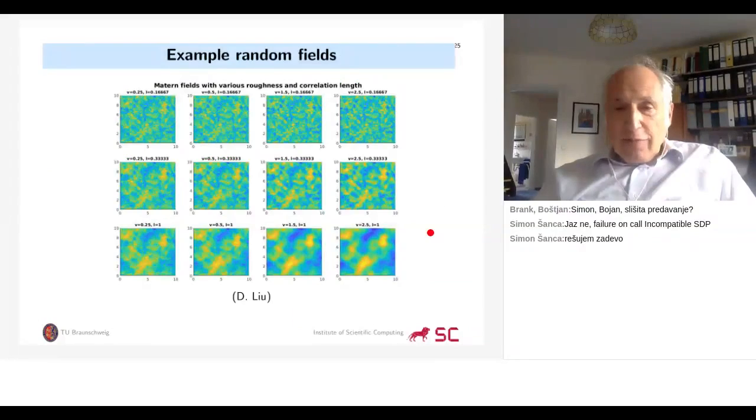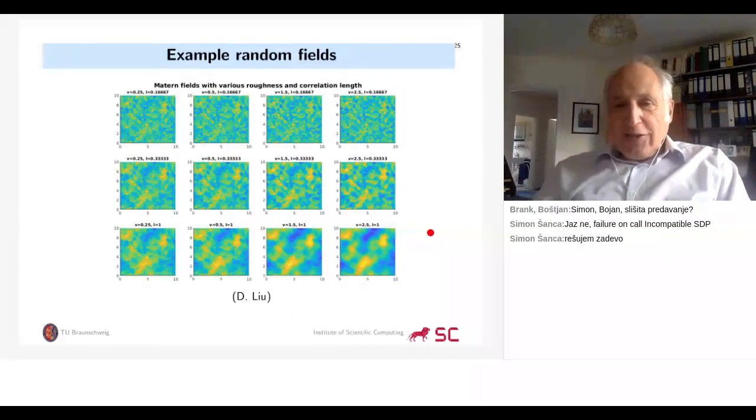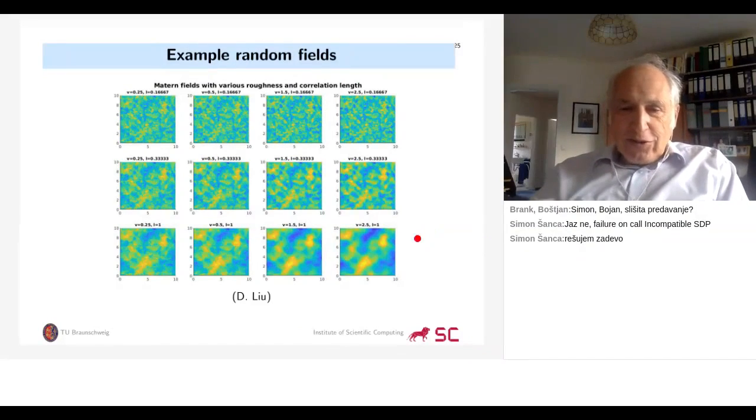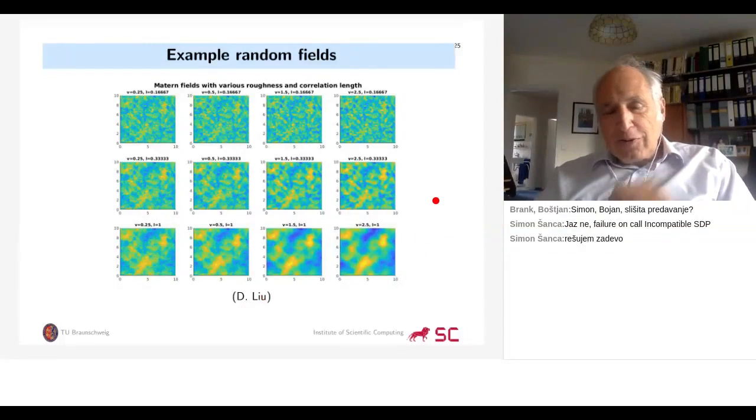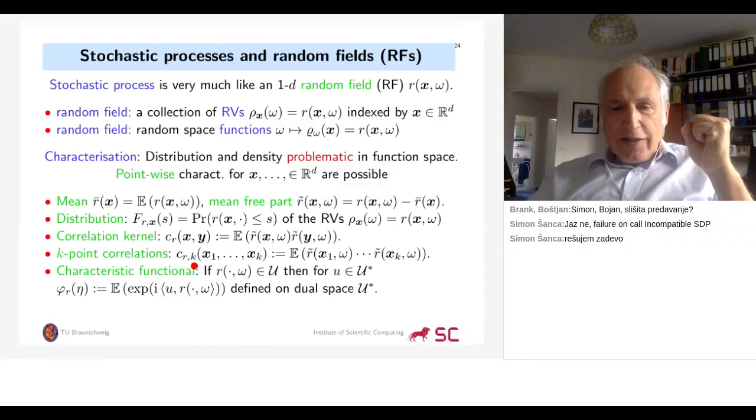Good. Now, what I'm showing here is a little example of random fields. These are random fields which were constructed by Dichilieu, a postdoc here, by the Karhunen-Loève expansion. The difference you see here is something which scales the difference between x and y, and that's called the correlation length.